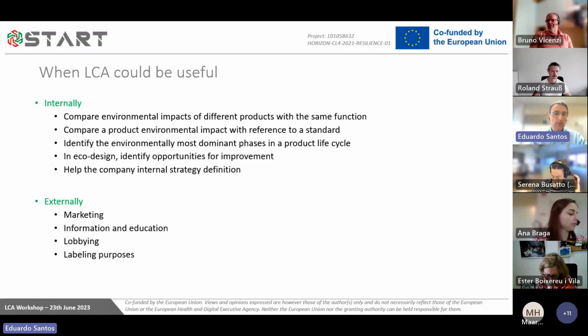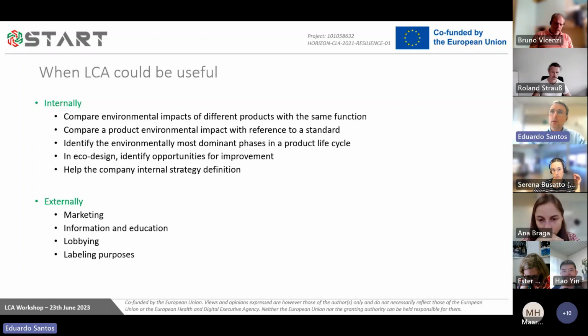And in that case, it doesn't make sense that I should say that a bottle of water has a lot less environmental impacts than a bicycle or something like that. Also, they are commonly used to compare with a reference to a standard. So if there is a benchmark in a given sector, a given product, or a given service, we can use LCA to assess our product against that standard.